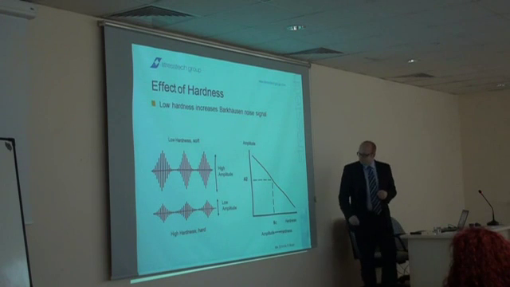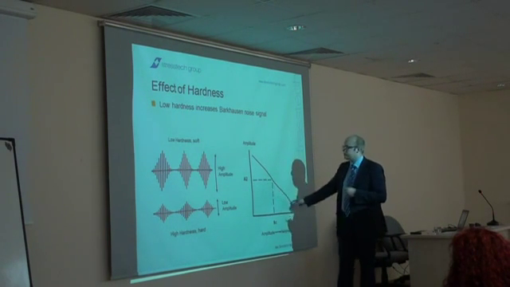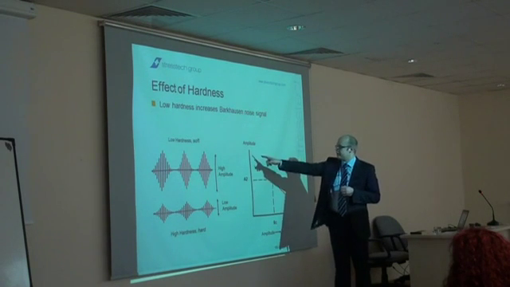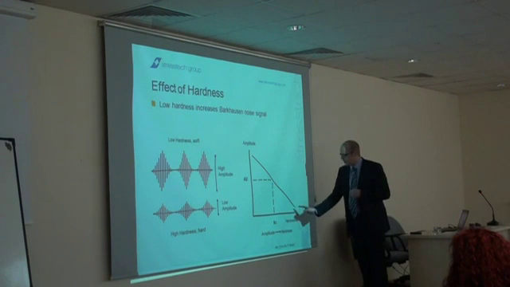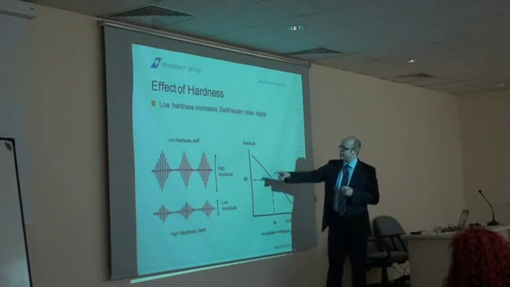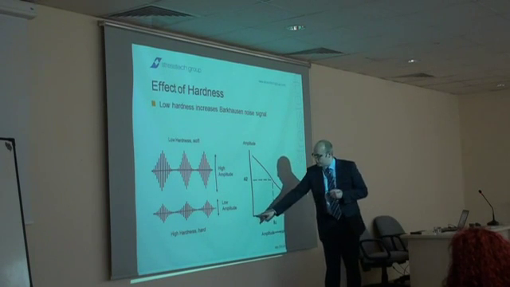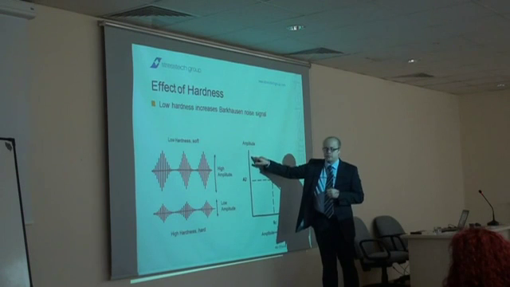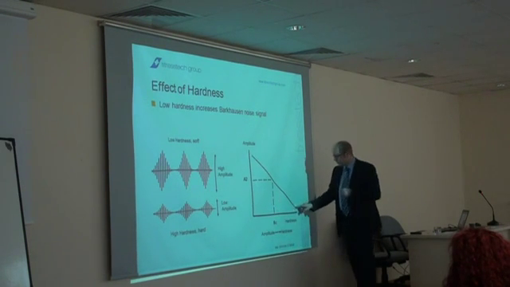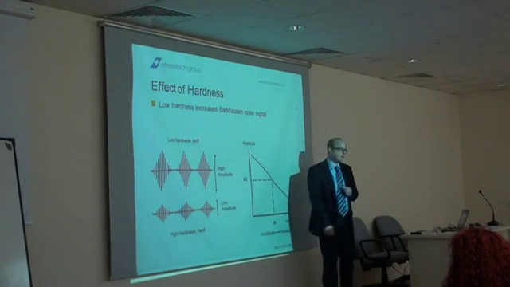And you can see, as we already saw, that with hardness it's linear. Here are the hardness values in X, and here is the amplitude. So, which means that if we have a soft material, we get a lot of signal, and if we have a hard material, we get a very low signal.